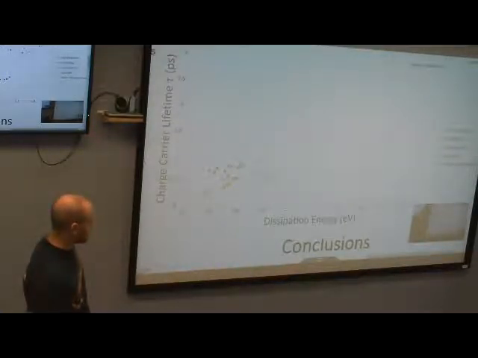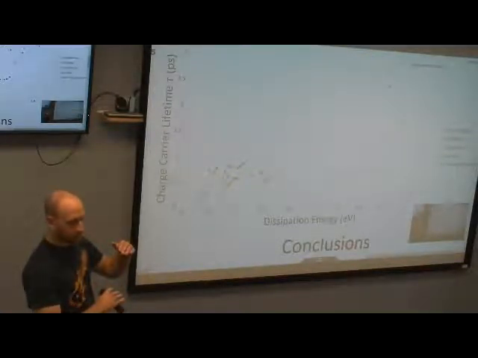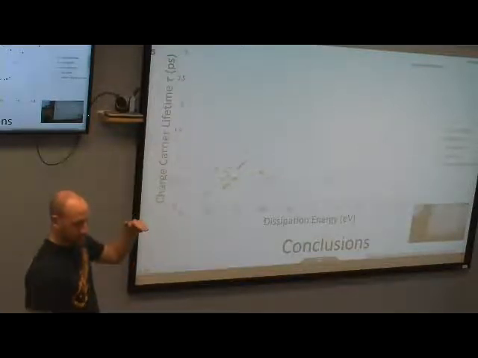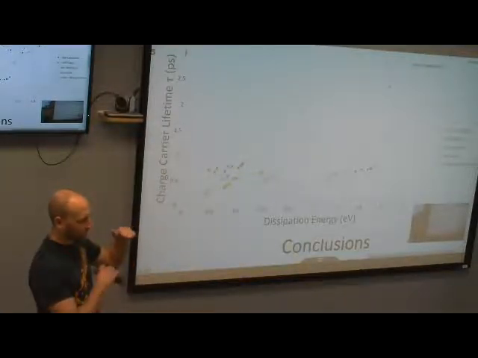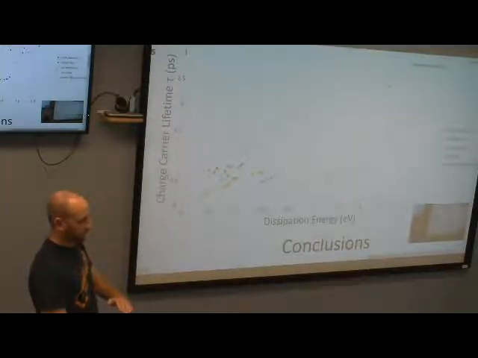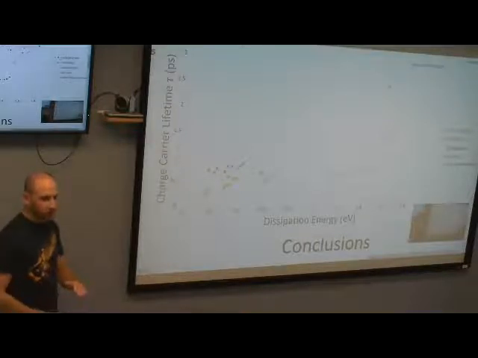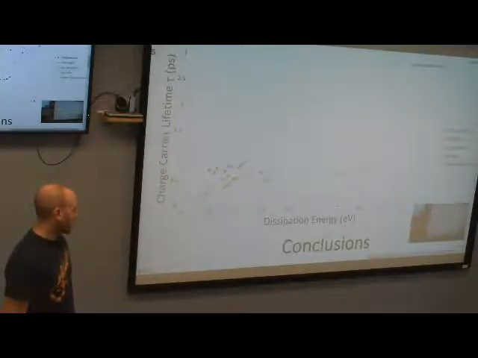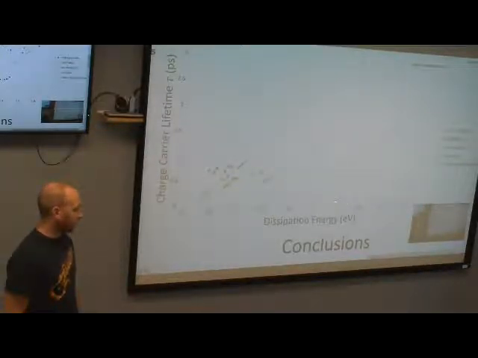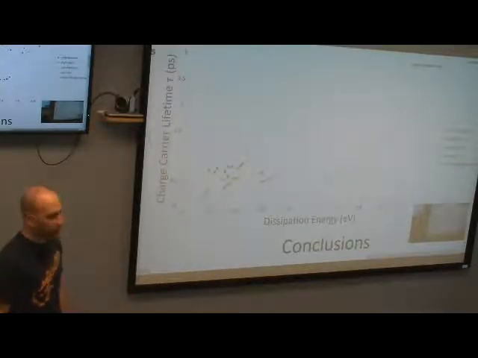And by the dissipation energy, what that is, is the absolute value of the energy difference between the initial excitation and the frontier orbital. So for the electrons, that would be whatever your excited state is, the energy of that excited state minus the LUMO. And for a hole, it would be the same thing except for the HOMO instead of the LUMO. So this is essentially how much energy the electron or hole would have to give up to return to the frontier.